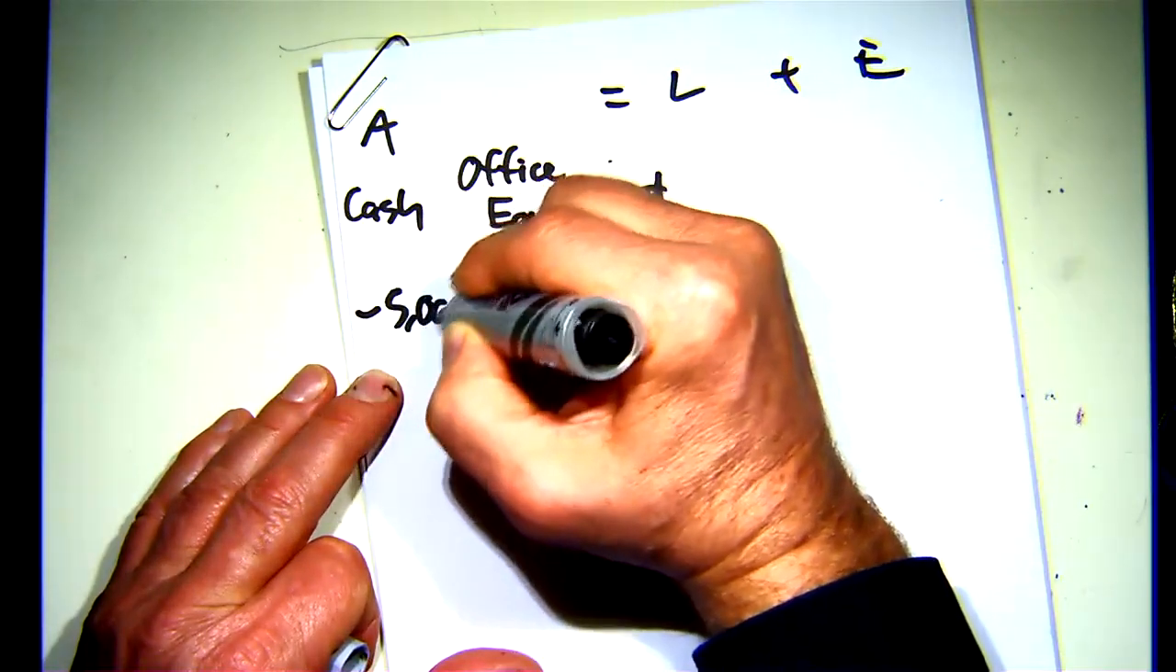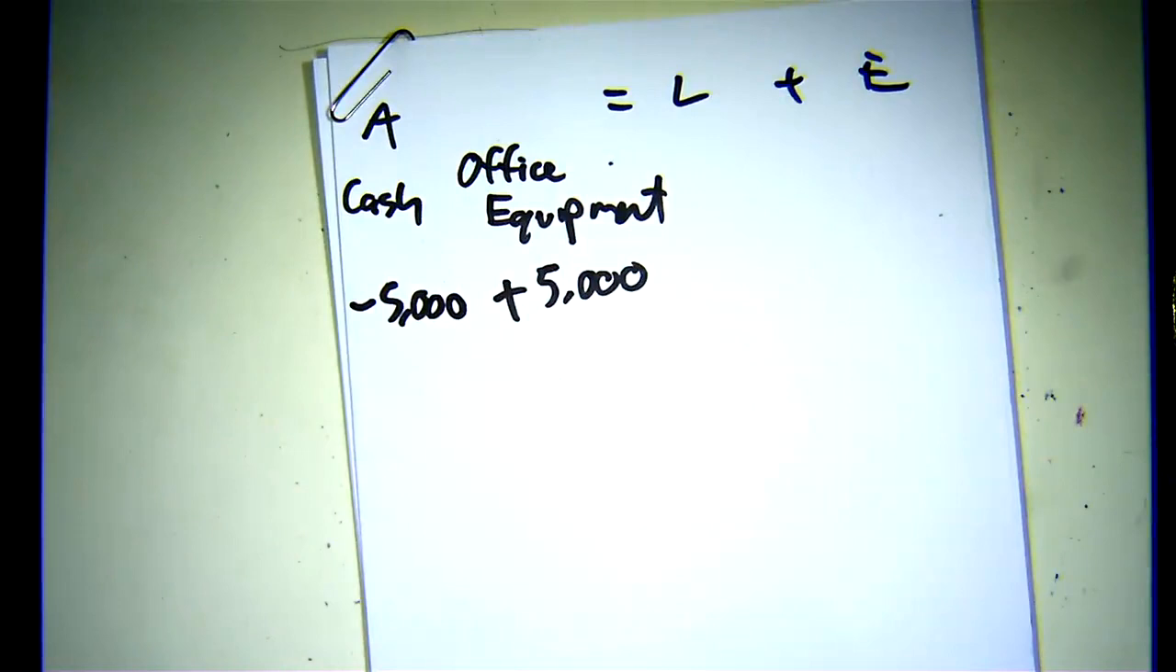So we have a decrease. So this is the purchase of office equipment for cash. The whole transaction occurs in the asset section. We have an increase in one asset, office equipment, a decrease in another asset, cash.